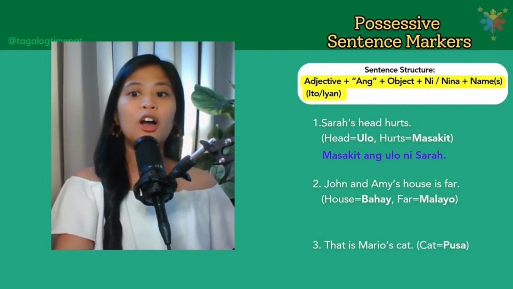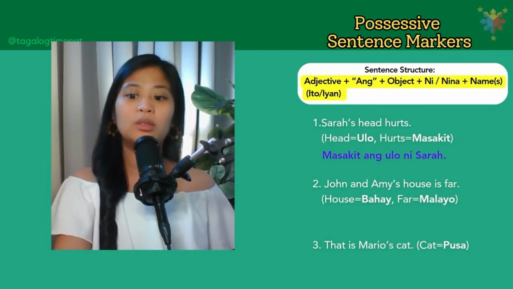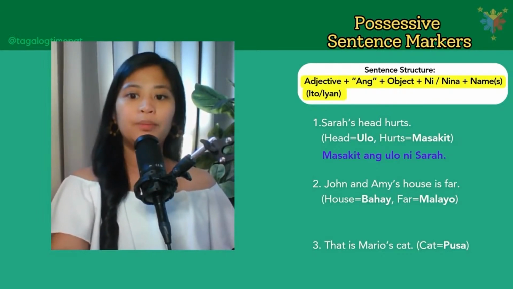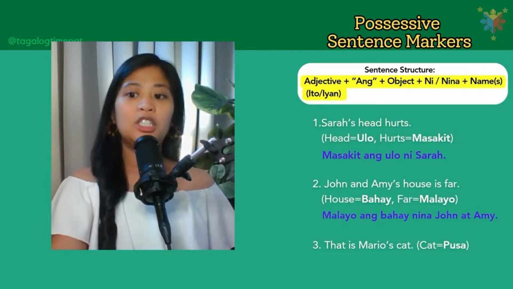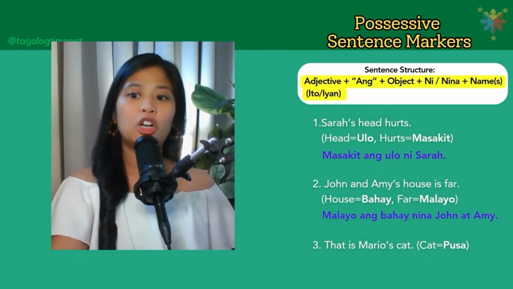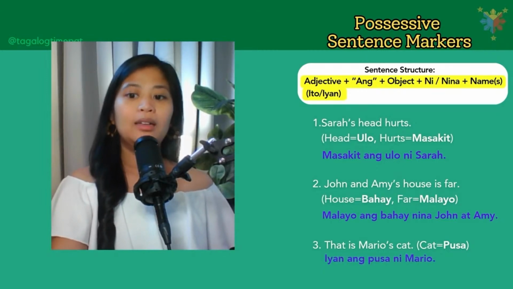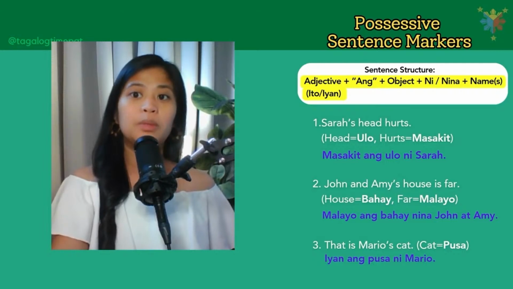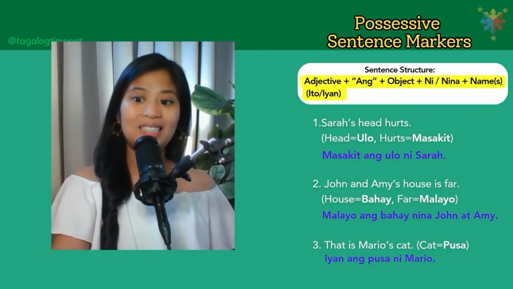You take a minute, you do number 2 and 3, and then we will go over it. Okay, number 2, John and Amy's house is far. House is bahay, far is malayo. Malayo ang bahay nina John at Amy. So we use nina because it's multiple people. And number 3, that is Mario's cat. Cat is pusa. Iyan ang pusa ni Mario. So it's just one person, so we would use the possessive sentence marker, ni.